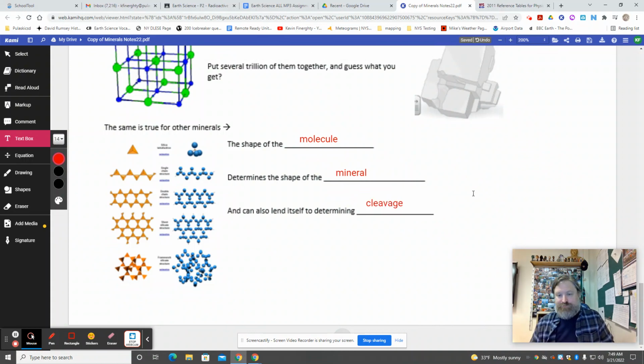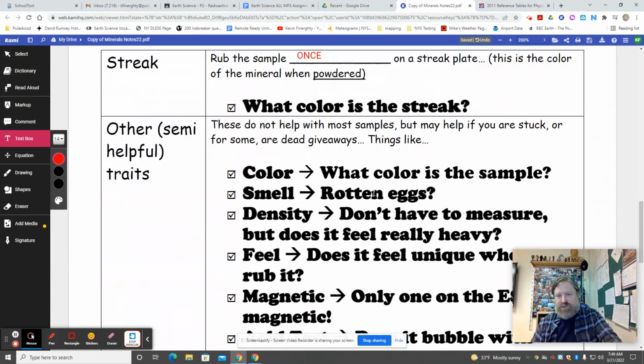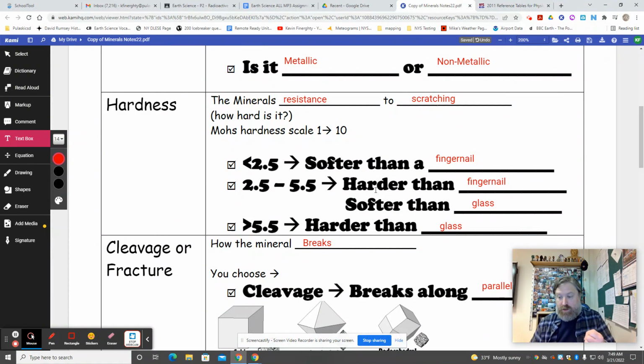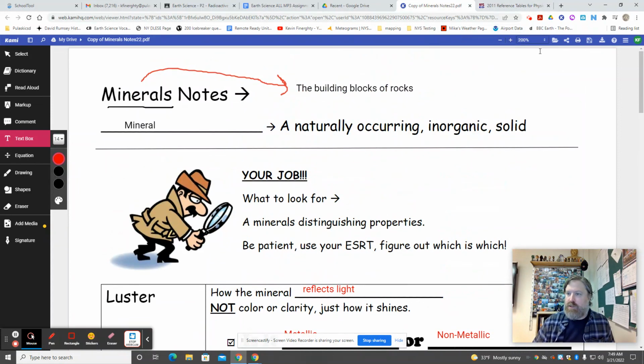Sound good? This thing pops up once in a while. I wouldn't say it's a huge deal, but fighting through the reference table is where we're going with this. All right? You can do it.